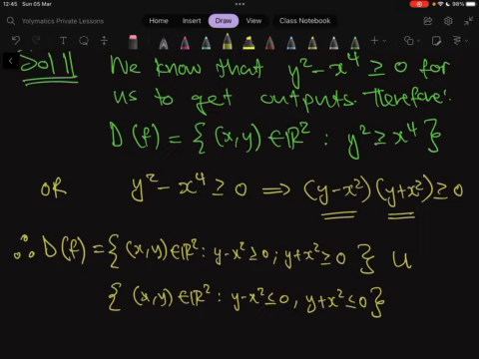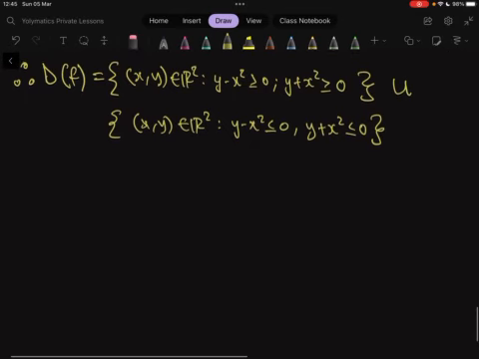y squared equal to x^4 is something which is very hard to sketch. But if we look at all these other curves that we have here, it is easy to realize that y equal to x squared or y equal to minus x squared are curves that we already know how they look like. So it's easy then to use this solution that we have here as our domain, you see. So now, let's see how we can sketch these two domains that we have here.